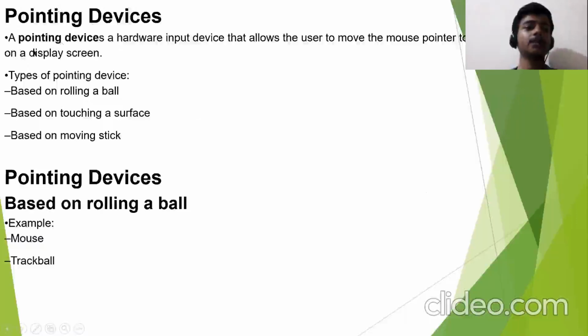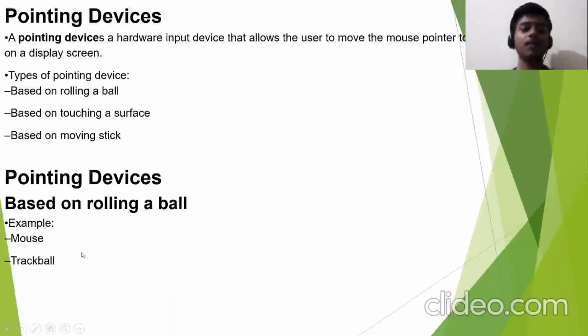Pointing devices. A pointing device is a hardware input device that allows the user to move the mouse pointer to select items on a display screen. Types of pointing devices: based on rolling a ball, based on touching a surface, based on moving a stick. Pointing devices based on rolling ball.